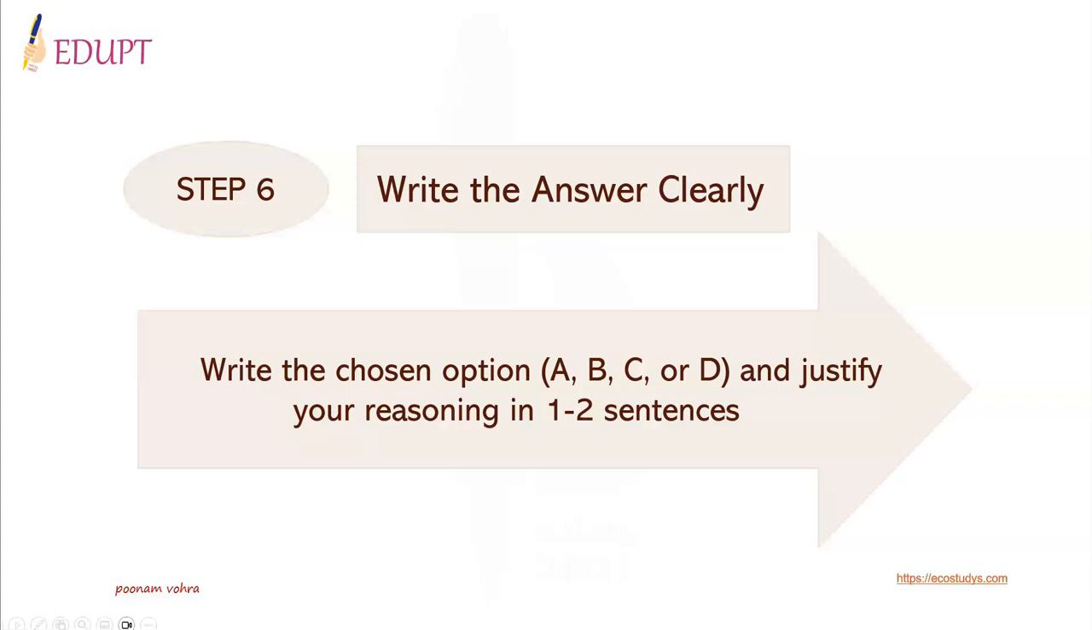Step 6. Write the answer clearly. Write the chosen option A, B, C or D and justify your reasoning in 1 or 2 sentences. Justification is a must, whether it is mentioned in the question or not.